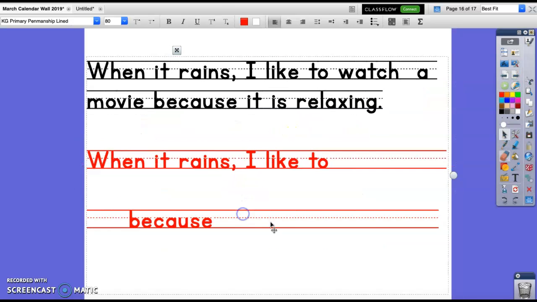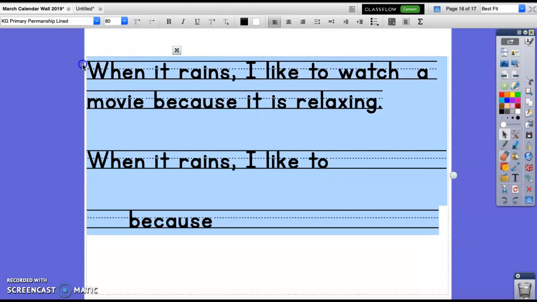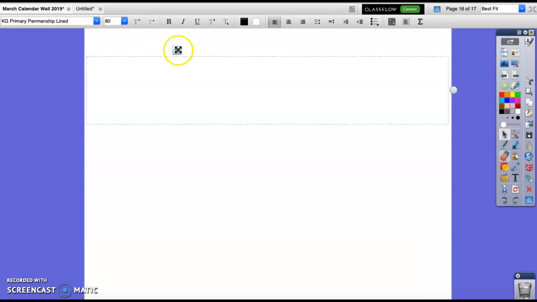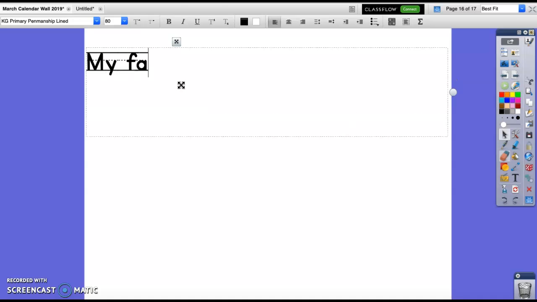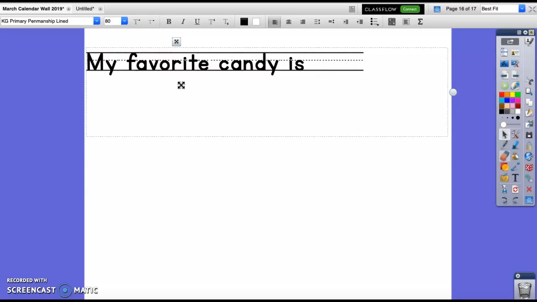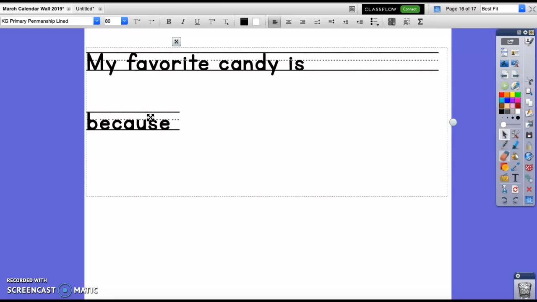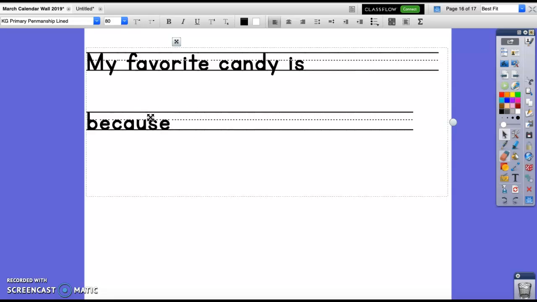Okay, let's think of a sentence starter for today. What do we want to write today? Let's think. We are going to write, my favorite candy is, and you're going to fill that in for me. My favorite candy is, and then remember we say because, and we explain why that is our favorite candy, right?